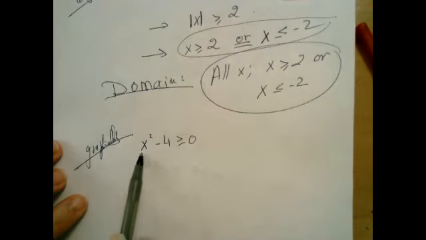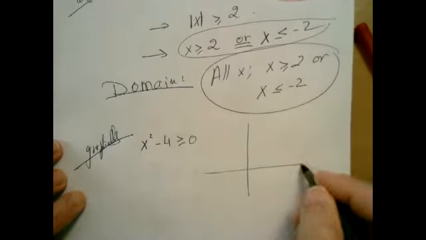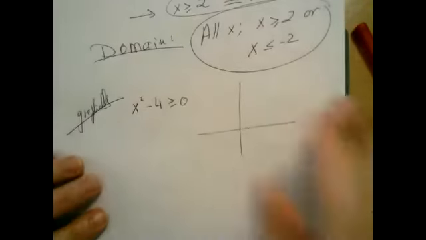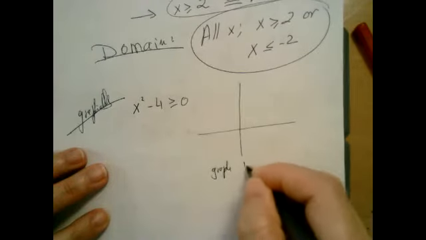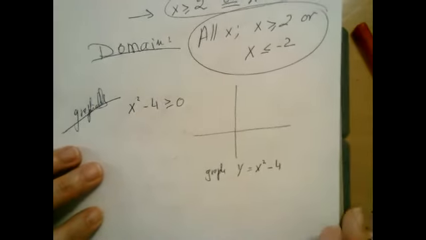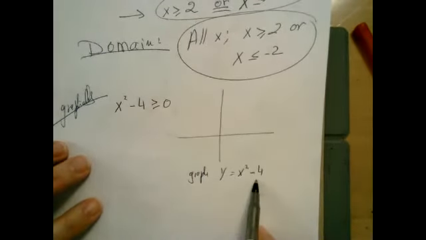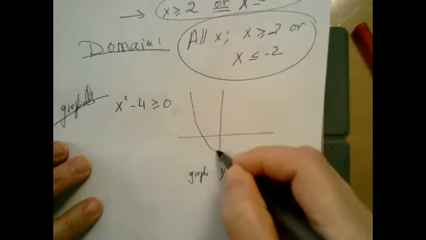if I want to think about x squared minus 4 being positive, I ask myself, what if I graph x squared minus 4? So I take the expression and I'm going to graph it. What's the graph of that? That's a parabola shifted down by 4 units. So graphically, this is that.